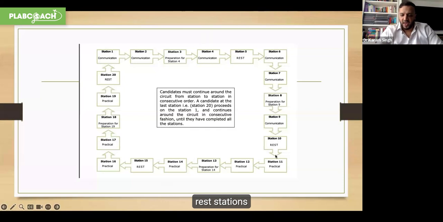You'll have rest stations intermingled with active stations and preparation stations. But yeah, every exam follows the same format. There may be deviations to the number of rest and preparation stations, but the active stations remains the same at 12. Okay, that doesn't change.